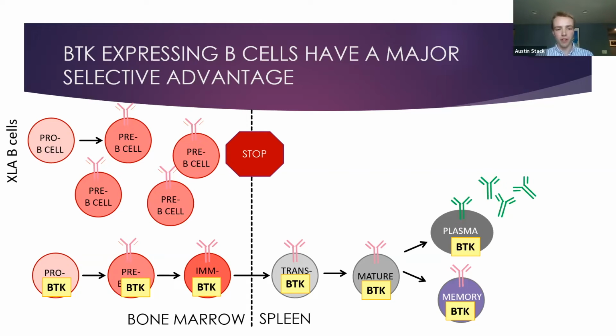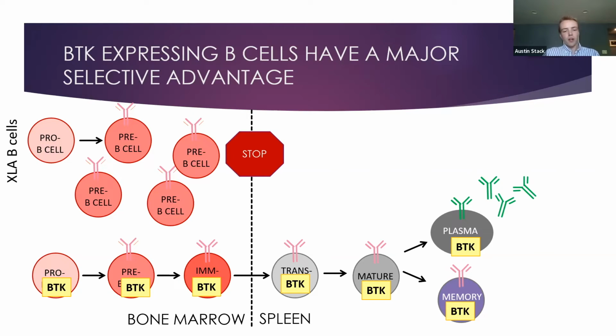Without BTK, you do not get the green light to go ahead. You may have a functioning BCR, but you will not pass go. Do not collect 200. You're going to stay in the bone marrow in the pre-B cell stage. Those with BTK can move on.